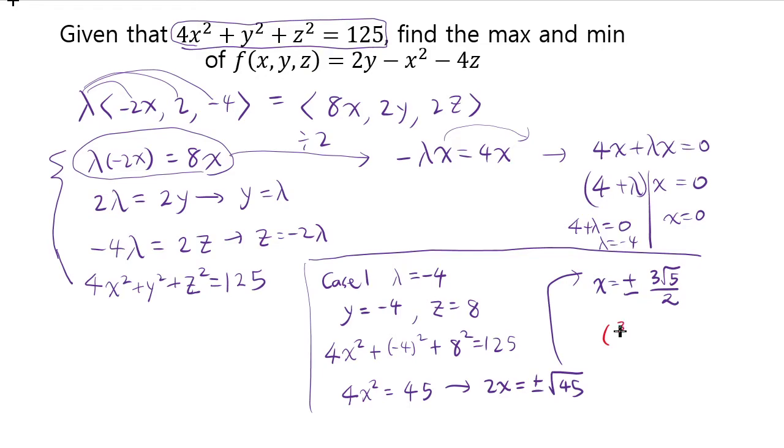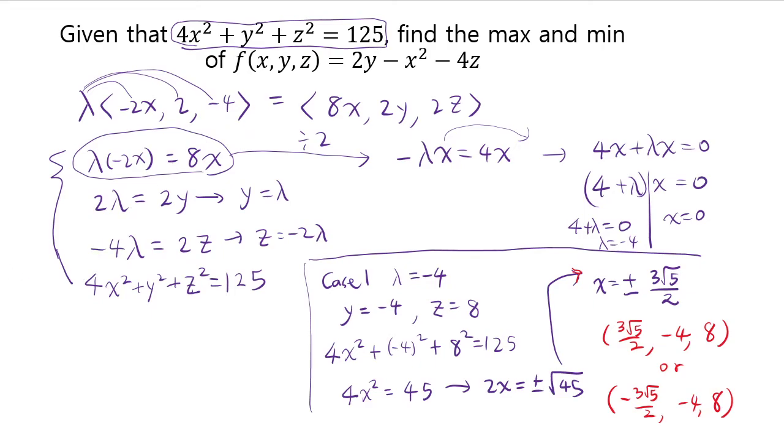Now what this tells us is that the points that we get are: we could have x as 3 radical 5 over 2, and then y to be negative 4 and z to be 8. Or you could have negative 3 radical 5 over 2, negative 4, 8. So these are possible places that we have to look for when we consider max or min. Now, Lagrange multipliers gives you all the possible candidates. So having these numbers as a solution to this system doesn't mean automatically that they are the max or min. You still need to investigate whether it does produce a big number or a small number.